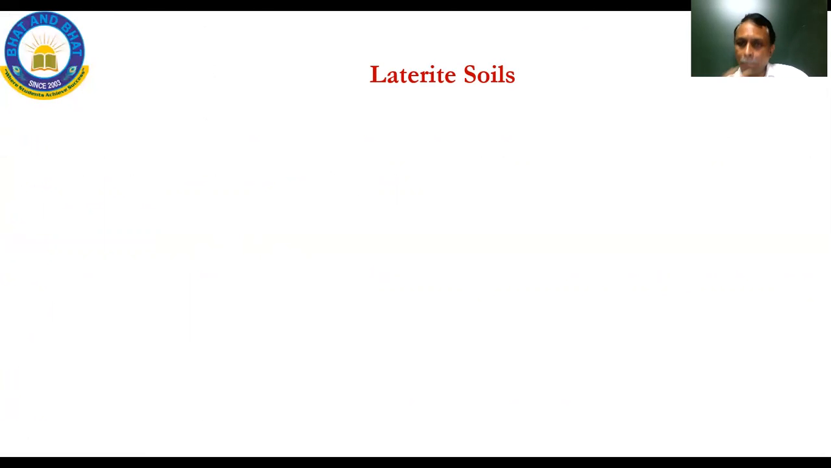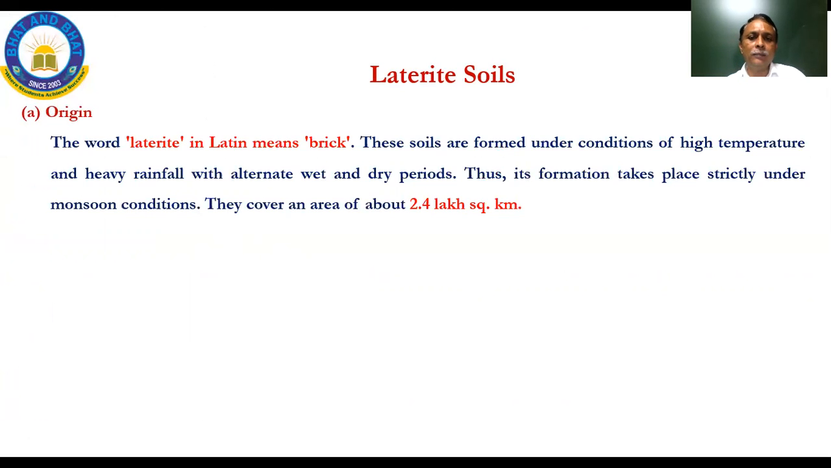Now we come to the last type of soil, which are laterite soils. The word laterite in Latin means brick. These soils are formed under conditions of high temperature and heavy rainfall with alternate wet and dry periods. That's why all coastal areas you will find this. You go to the coastal areas of say Goa. In Karnataka, you go to Udupi, Kundapur, those areas, you can see these soils, and they actually make all the construction there out of these bricks.